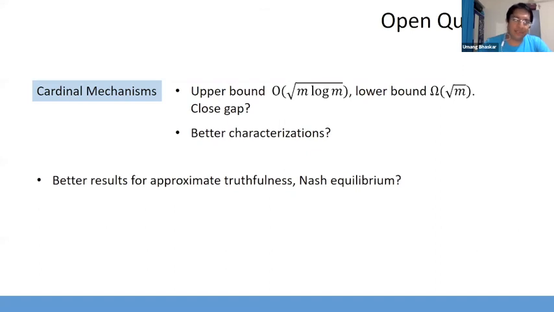And let me just put 2 slides on open questions. Firstly, there's a small gap, a square root log m gap. I think that's an important gap. To close that gap, you need better characterizations of truthful cardinal mechanisms. I think that is an interesting question. And secondly, we would like to have better results for approximate truthfulness and Nash equilibria as well, particularly other dynamics.